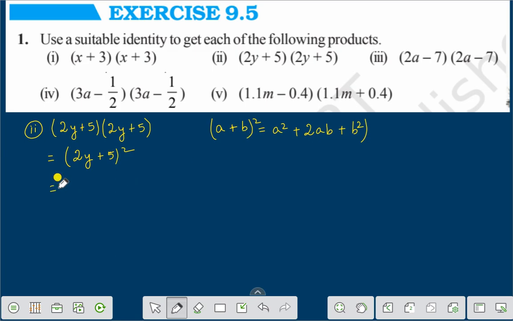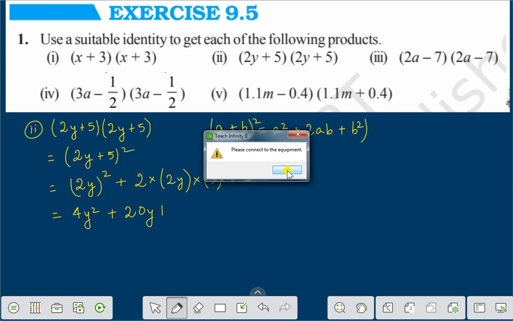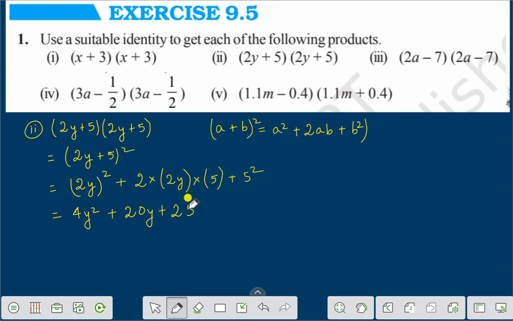Applying this identity, a square means (2y) whole square, plus 2ab, that is 2 into 2y into 5, plus b square, that is 5 square. That is equal to 4y square plus 20y plus 25. This is the answer of question number 2. Let's solve question number 3.